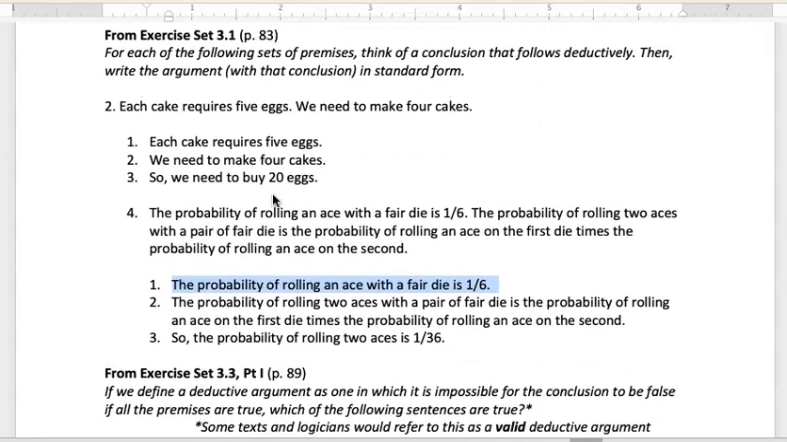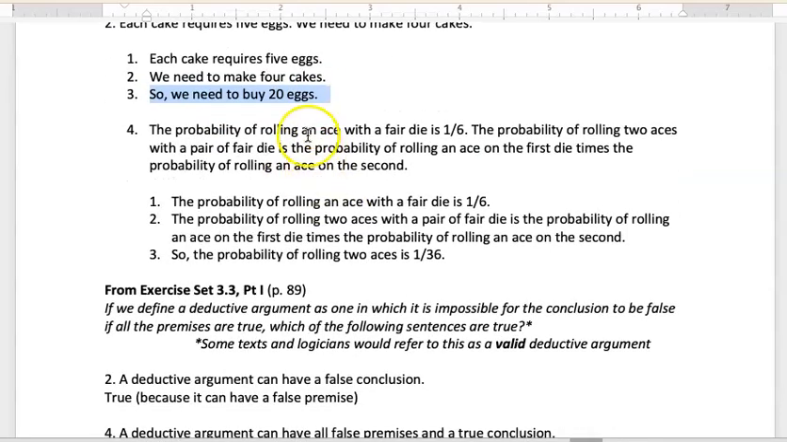All right, exercise 3.1. For each of the following sets of premises, think of a conclusion that follows deductively, then write the argument with that conclusion in standard form. So number 2 reads, each cake requires 5 eggs. We need to make 4 cakes. Well, those are each premise. Premise 1, each cake requires 5 eggs. Premise 2, we need to make 4 cakes. So what's the conclusion? We need to buy 20 eggs.